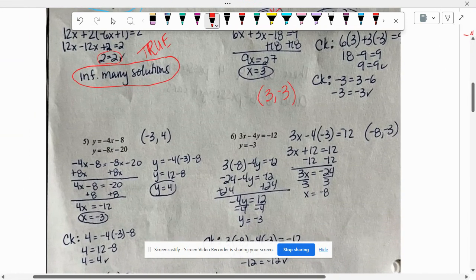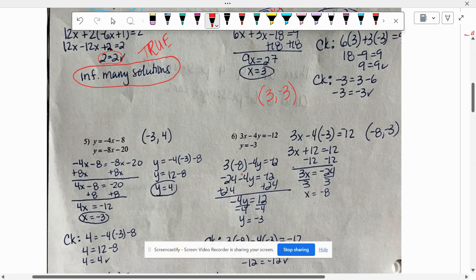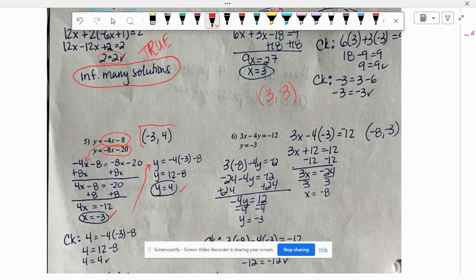System number 5, both of these are solved for y. y equals -4x minus 8, and y equals 8x minus 20. So really what I want you to think about is I replaced y in the second equation right here with the expression -4x minus 8. When I solved it, I got x equals -3. Then I took the -3 and plugged it into the first equation, and I found out that y equals 4. So my solution set is -3, 4.